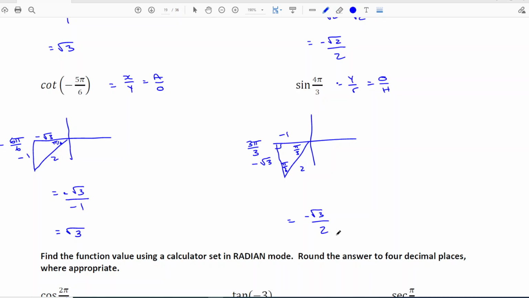When you're getting marks on your test, I will be giving marks for the picture. I want to see that you knew the reference angle was pi by 3, you knew how to draw your special triangle, and from there you knew how to find the value of sine. All right, give that a go.